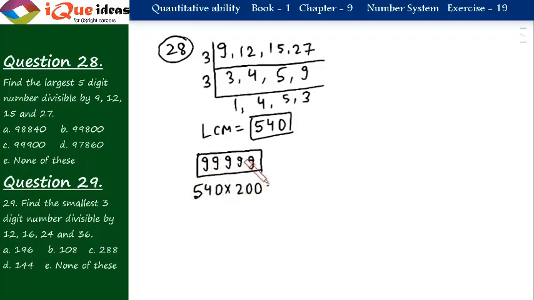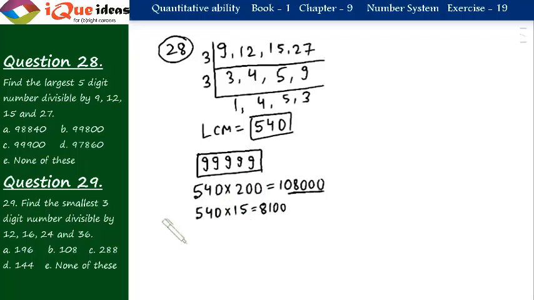It would be 108,000. But this is a 6-digit number, so we need to subtract. 10 times 540 would be 5400. Here it is 8,000 above the requirement. So what we do is we take 15 times, which would be 8100. So 540 into 15 will come out to be 5400 plus 2700, that is 8100. Alright, so what you need to do is subtract.